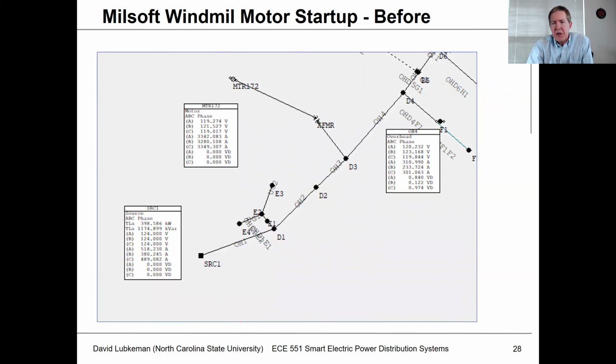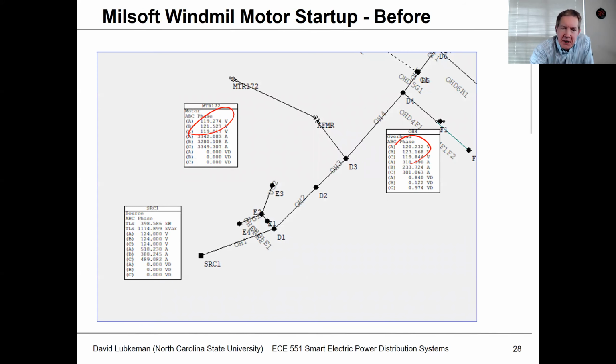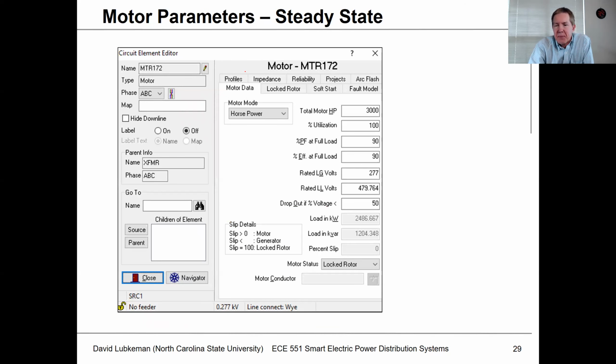So in WindMil, what you would do is you have this circuit set up. You can run the voltage drop analysis before you see the load put in. You can see the voltages are around 120 volts or so. And then you would put a motor model in at this particular point. What we want to do is set this up for a starting calculation.